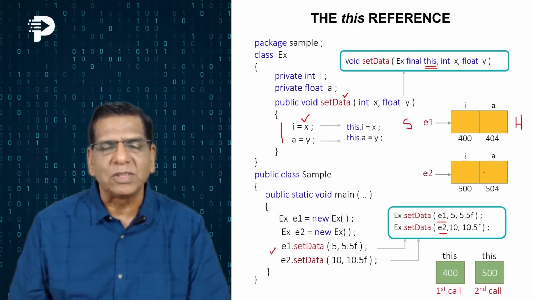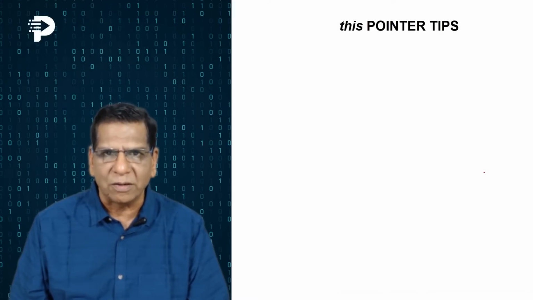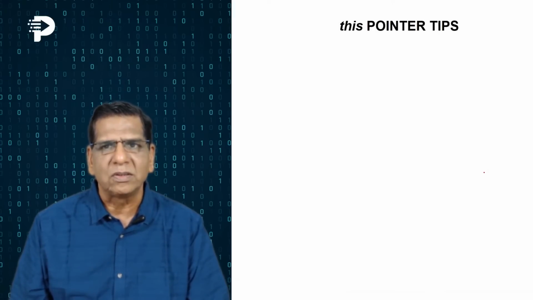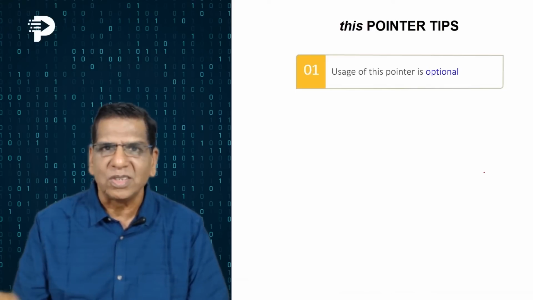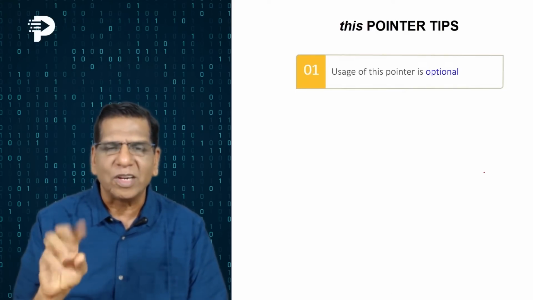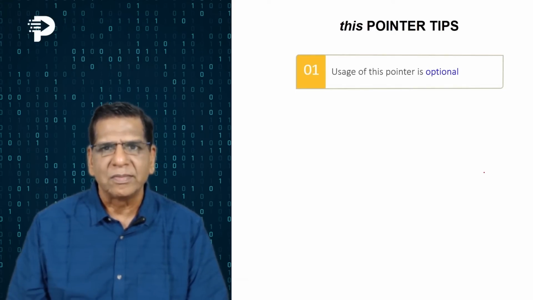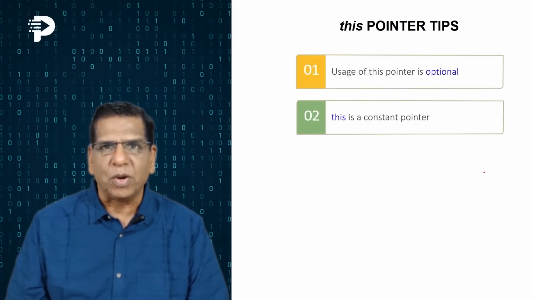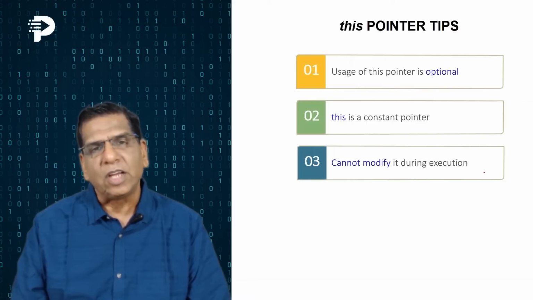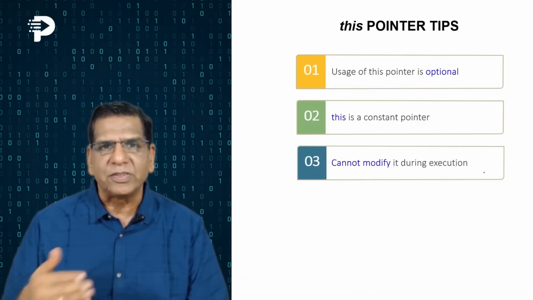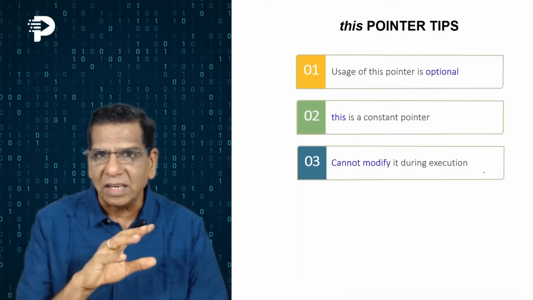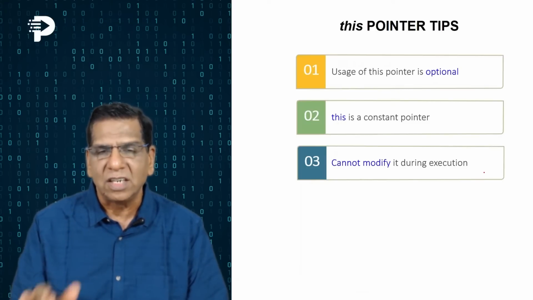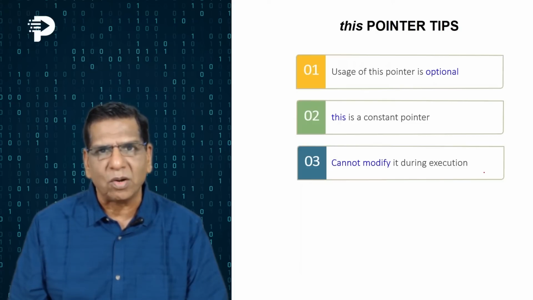A few things that you must remember about this pointer or this reference are as follows. Its usage is optional. We need not use it, but it is indeed at work for every single method. It is a constant pointer or a constant reference. It cannot be modified during execution of set data. That is why there is the word final there, indicating that it's final. It cannot change during the execution of that particular call.